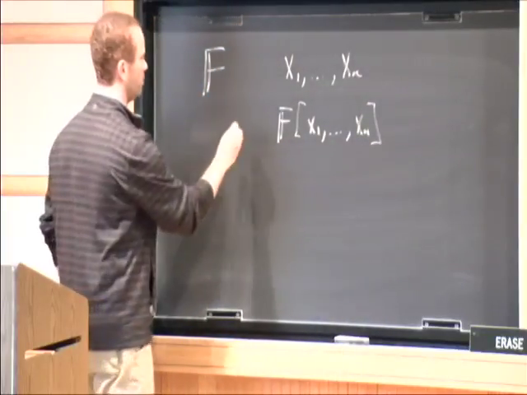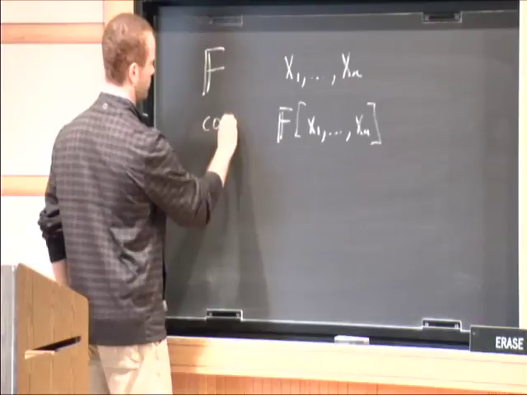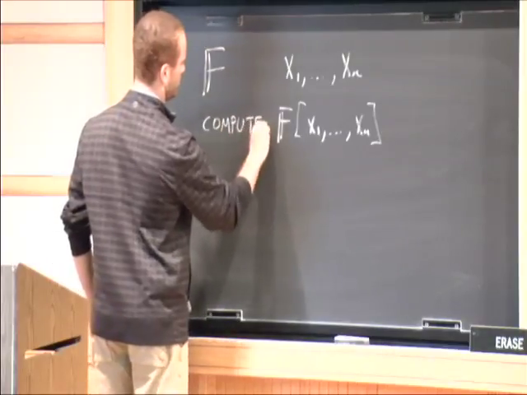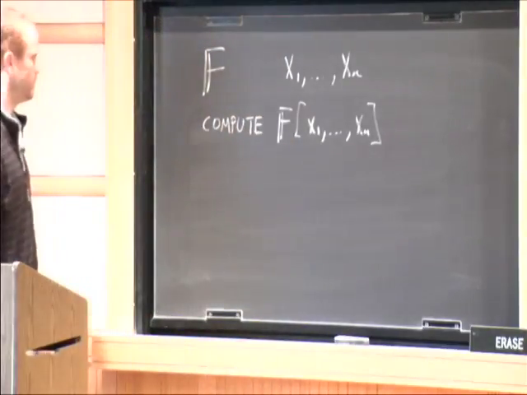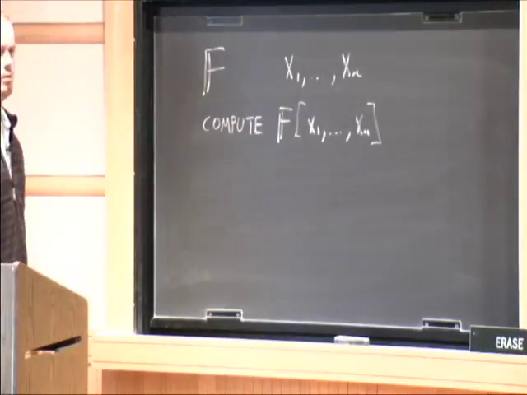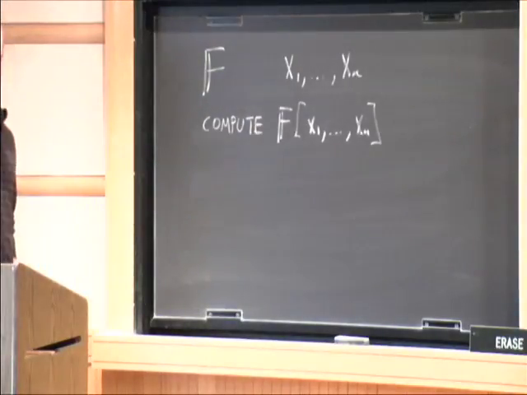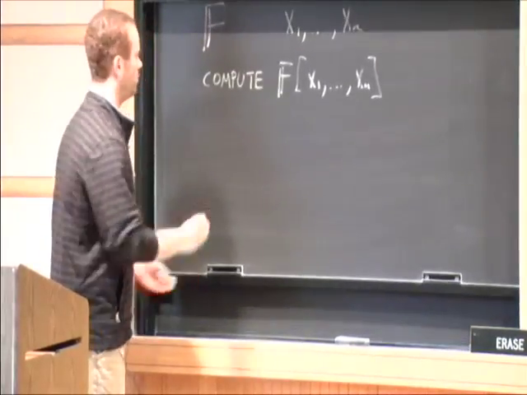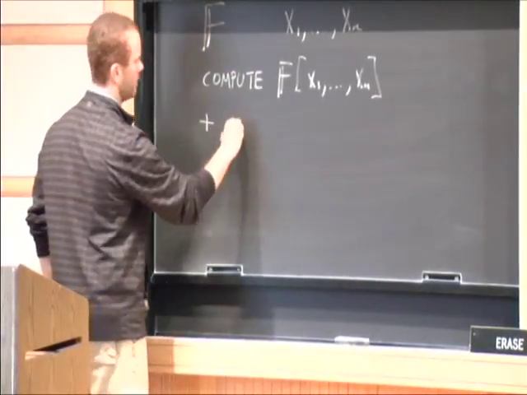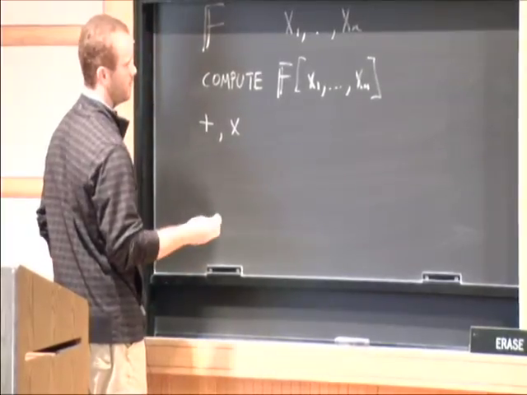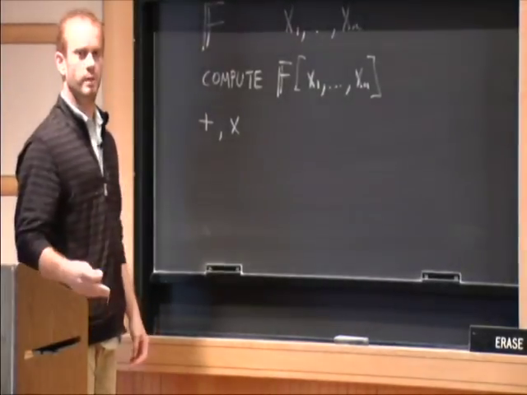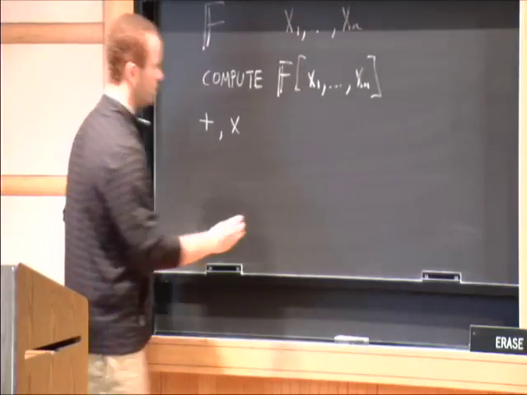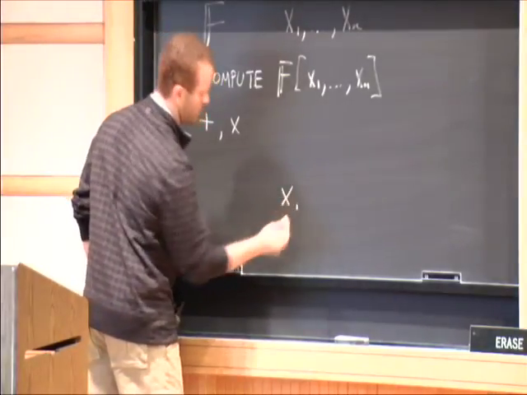So we want to compute polynomials in this world, and the operations we are allowed to do are the arithmetic operations. So we are allowed to use either plus or times, and the computation will be done by an arithmetic circuit, which is a very simple object.